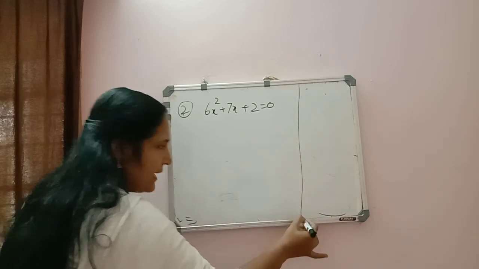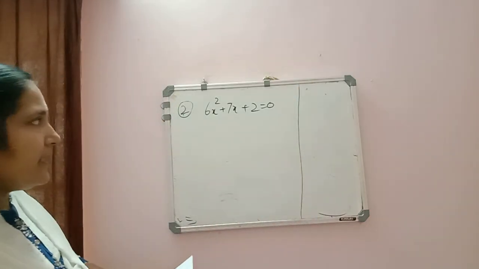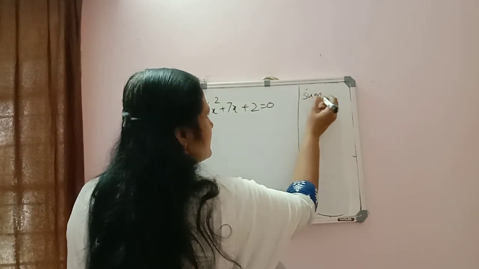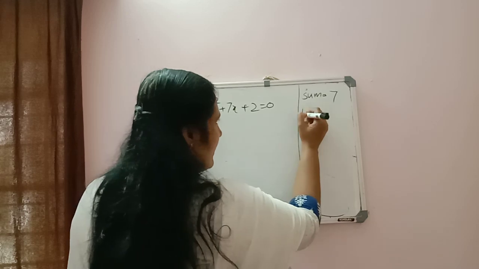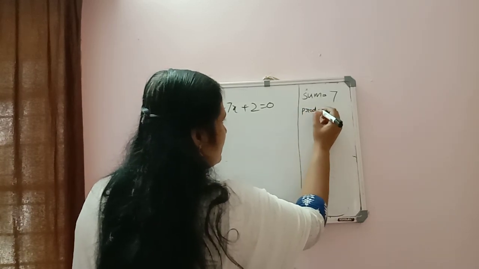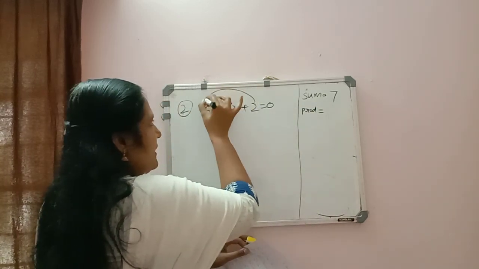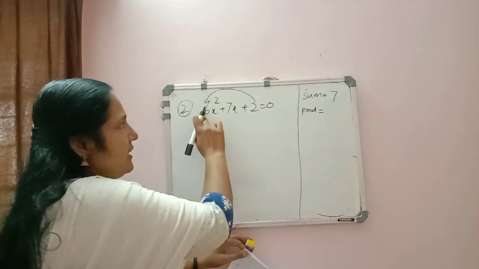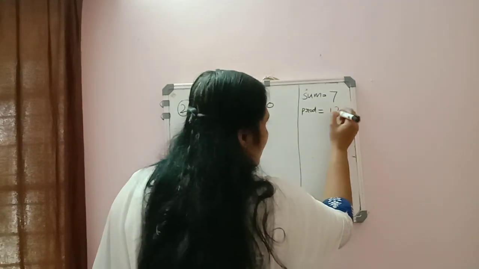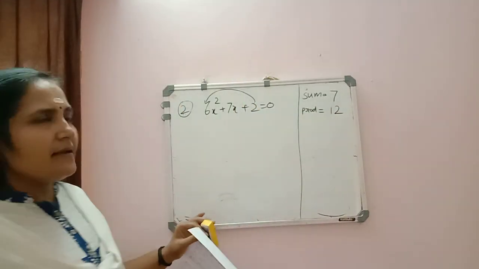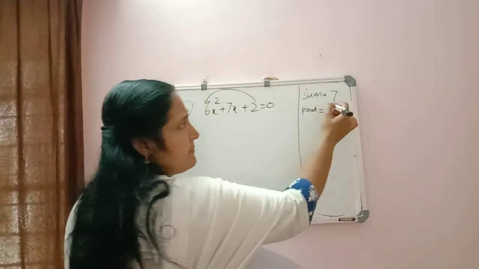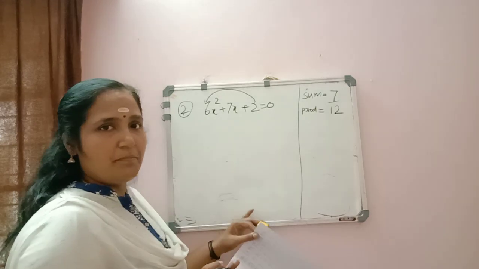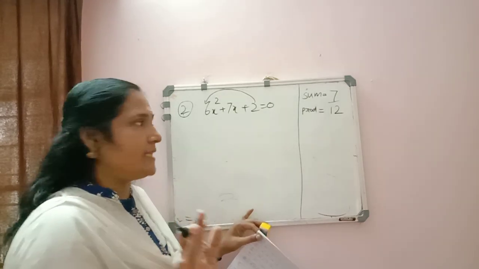Rest everything you can do as rough work there. So again, we have to split the middle term. We want two numbers whose sum should be equal to 7 and product should be equal to the multiplication of the constant term and the coefficient of x square. So product should be equal to 6 into 2, 12. Again, we can check the numbers if any doubt is there. And since sum is positive and product is also positive, both the numbers should be positive. We have to do addition there.